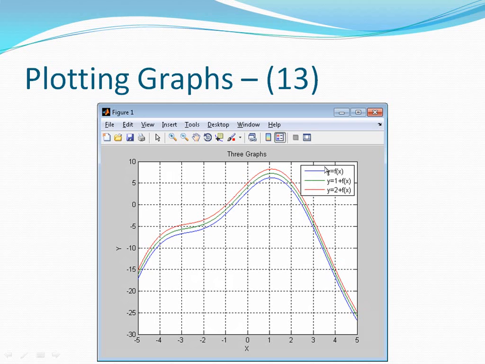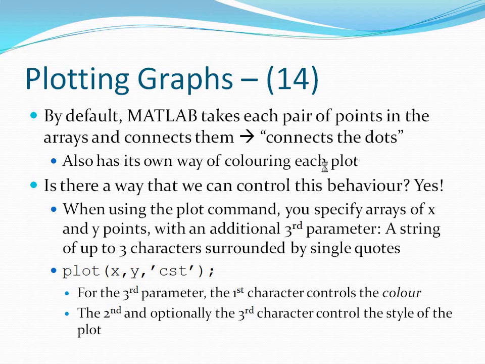Okay. By default, MATLAB takes each pair of points in the arrays and connects them. It does a connect-the-dots kind of thing. It also has its own way of coloring each plot. So there's got to be a way for you to control not only the colors of the plots you want to plot, but the way that the plots are drawn. Do you want to have markers for each point? Do you want to not draw a line through each point?